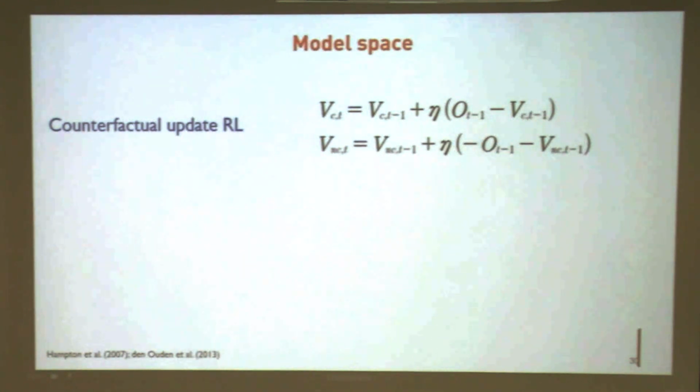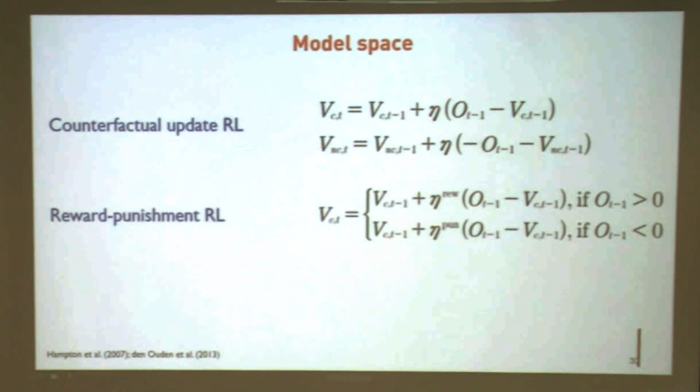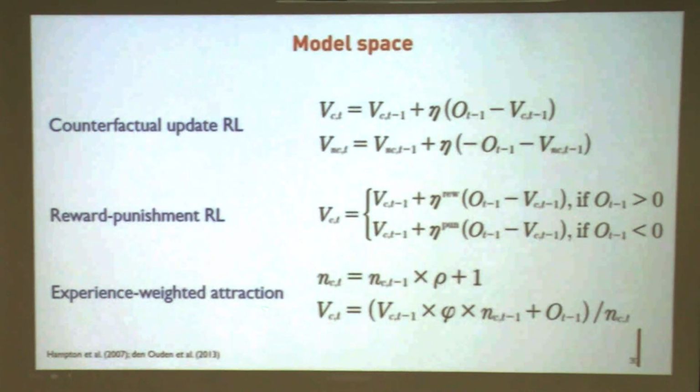A few slides ago, there was a color coding. I told you in children, the best model is yellow. In adolescents, the best model is blue. And in adults, the best model is gray. I didn't tell you what they are, and those are what they are. The yellow one is a counterfactual learning model. The green one is the reward punishment model. And the gray one is the experience-weighted attraction model. Without going into details, they are different.